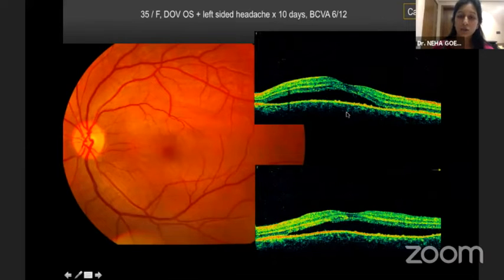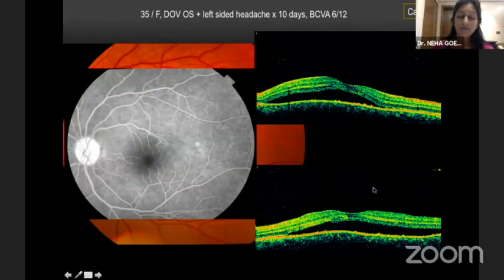Another patient with decreased vision in the left eye, 6/12, headache. And here again, on the OCT, you see a CSC-like picture. There's a neurosensory detachment. What is different on OCT? On FFA, you see no leak, just pinpoint hyperfluorescent spots, a bit of hyperfluorescence at the disc. So what guides you here is the headache. A CSC should not be accompanied by a headache.